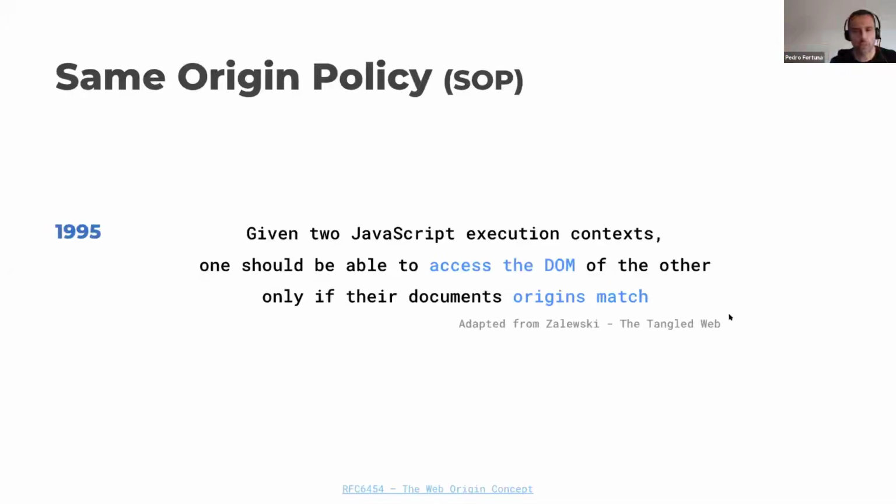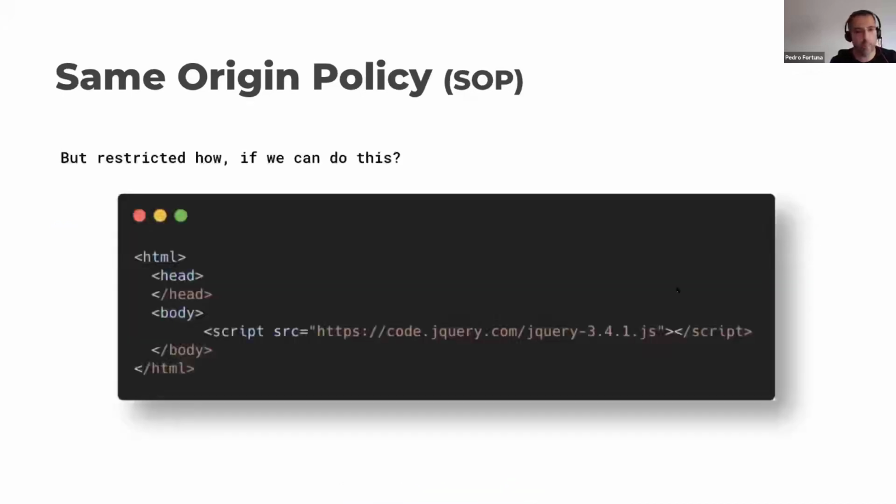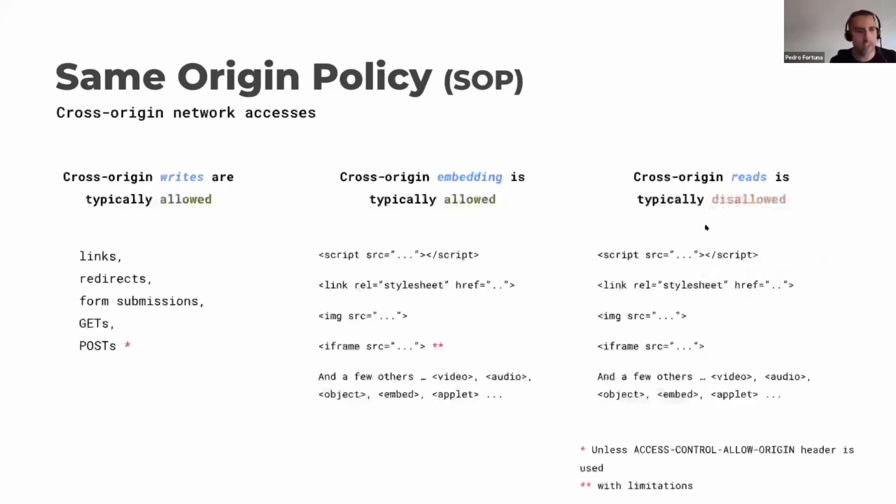Sure. So the first real attempt at isolation inside the browser was introduced by the same origin policy in '95, where interactions between 2 different origins are restricted. But you can do this. You can embed a third-party code directly from a third-party server into your executing context. And actually, this code has the same level of privilege as any other same origin code. So where's the restriction?